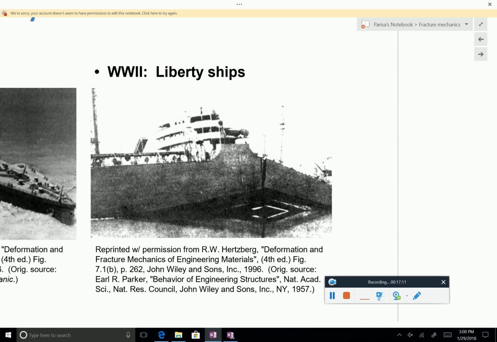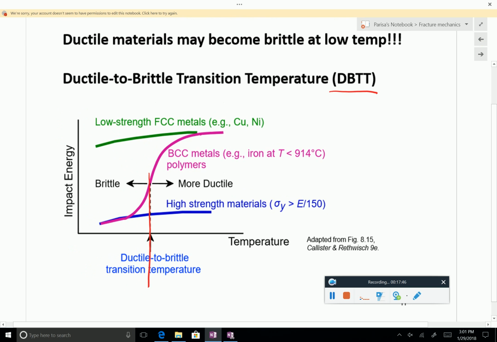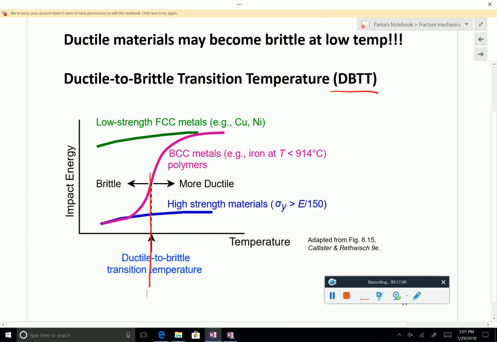I showed you some ships made of steel, which were very strong, but during World War II, they developed all of a sudden cracks such that they broke in pieces. They became like two pieces. You see a crack in the middle in this figure. I know it's black and white in this figure, but you kind of see that the ship is broken. And what happened here was that the type of steel that they were using was like this pink curve. Look what's happening for this pink metal.